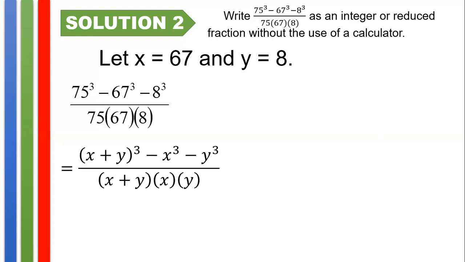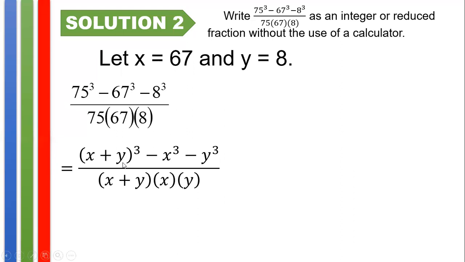And so from here, we could actually see that 75 could be expressed as 67 plus 8, or simply x plus y. That is why this 75 here is expressed as x plus y, and that 75 cube is (x plus y) cube minus x cube minus y cube all over this 75, which is x plus y, times x times y. That is substitution wise. And now, we have here (x plus y) cube.